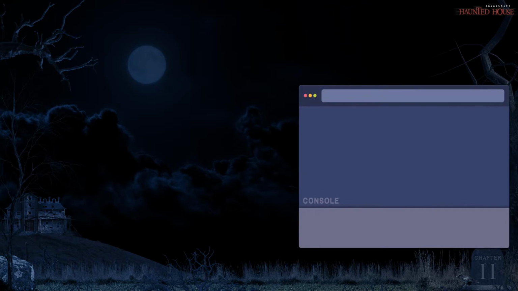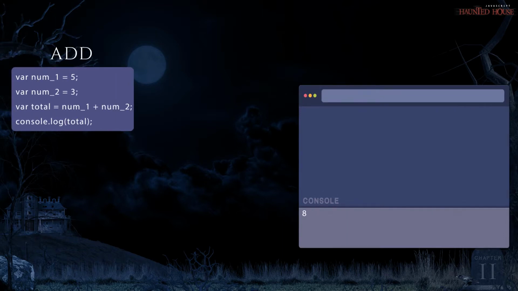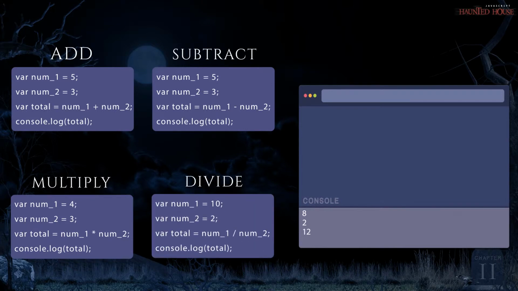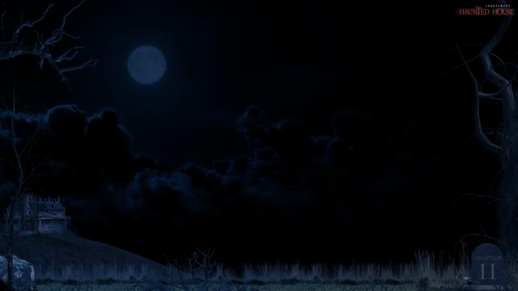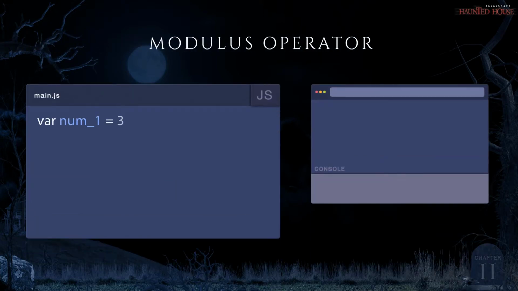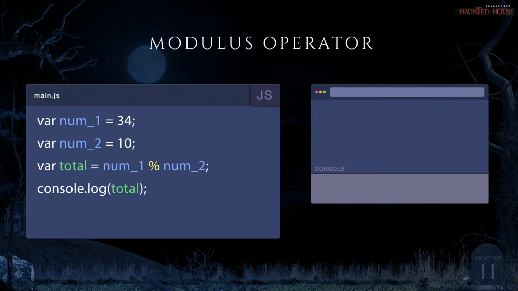Starting from the basics, we can add, subtract, multiply, and divide. These operators work the same way as in most programming languages. The modulus operator returns only the remainder of the division. As we can see in this example, the remainder of 34 divided by 10 is 4.